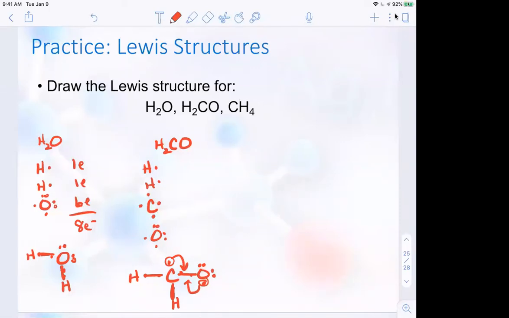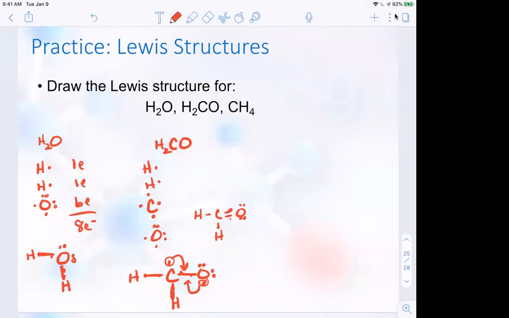At this point, I just have 7. Both the carbon and the oxygen need 8. So if I do that, what I'm going to get is this structure. And let's check my bonding patterns. Carbon has 8 electrons, 2, 4, 6, 8. Oxygen has 8 electrons, 2, 4, 6, 8.